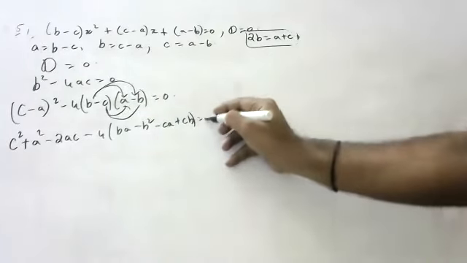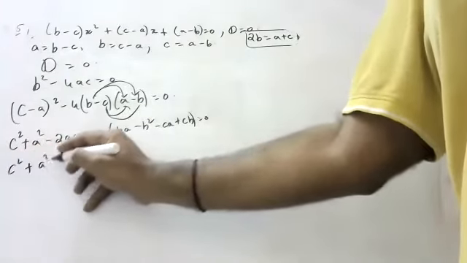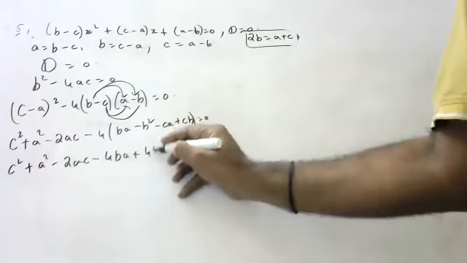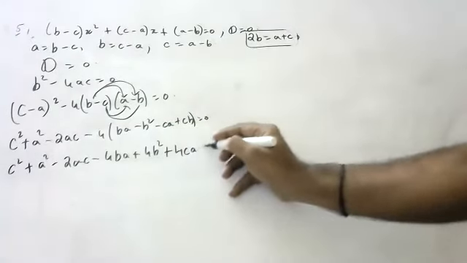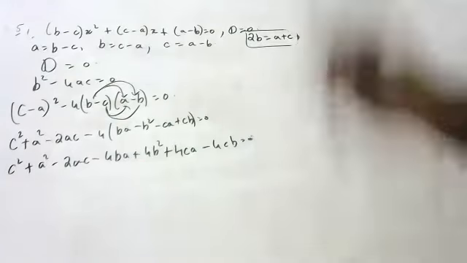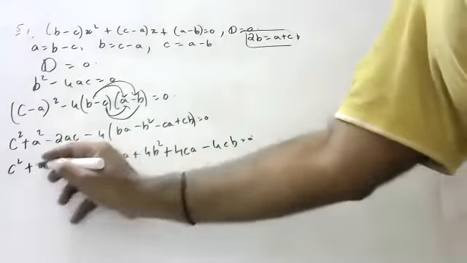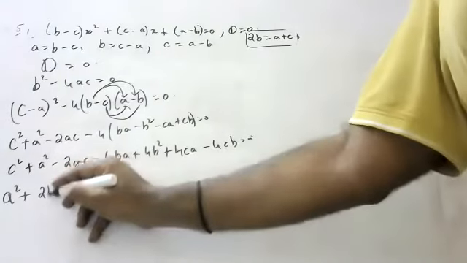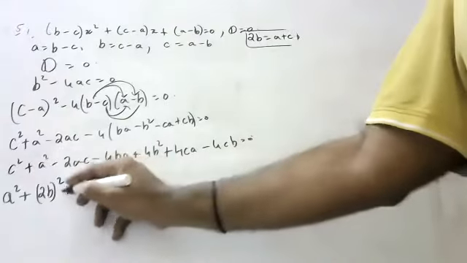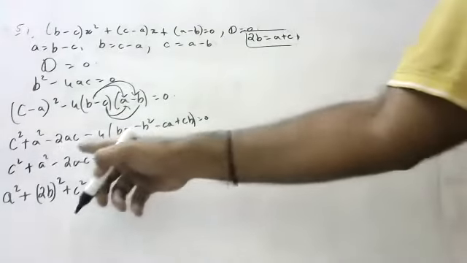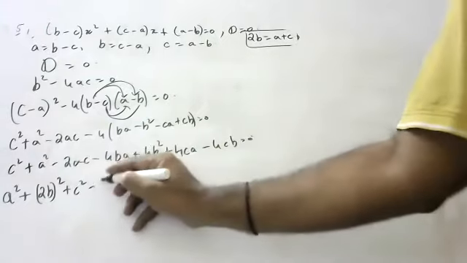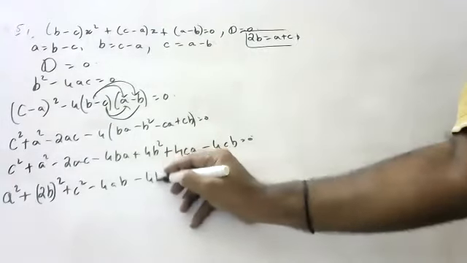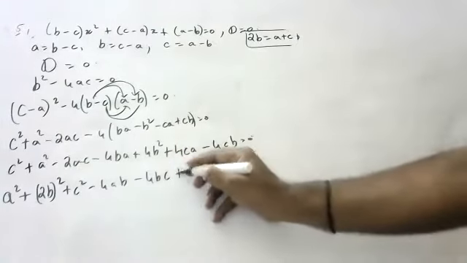is equal to 0. C square plus A square minus 2AC minus 4BA plus 4B square plus 4CA minus 4CB is equal to 0. Okay, rearrangement. First we will put A square. Then we will put 4B square, meaning 2B whole square. Then we will put C square. Okay, so 4AC minus 2, where is AB? First AB minus 4. Next BC minus 4BC. Next CA, 4 minus 2 is plus 2CA.